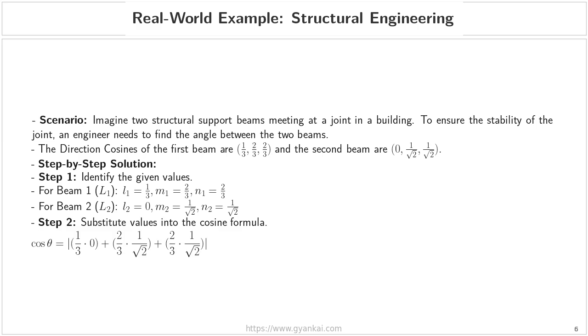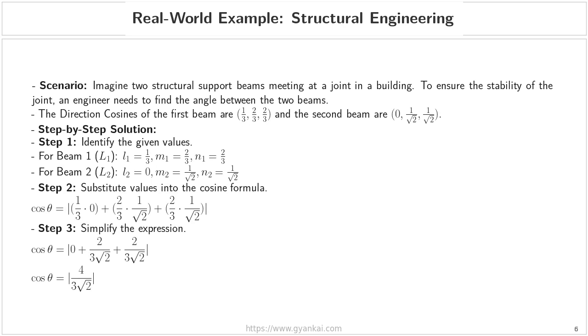In step 2, we substitute these values into the cosine formula we discussed in the previous slide. We take the absolute value of the sum of the products, L1 times L2, plus M1 times M2, plus N1 times N2. This gives us the absolute value of the quantity, 1/3 times 0, plus 2/3 times 1 over the square root of 2, plus 2/3 times 1 over the square root of 2.